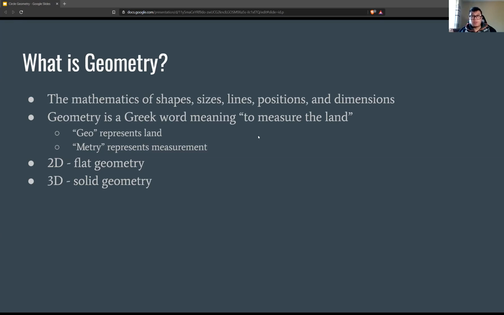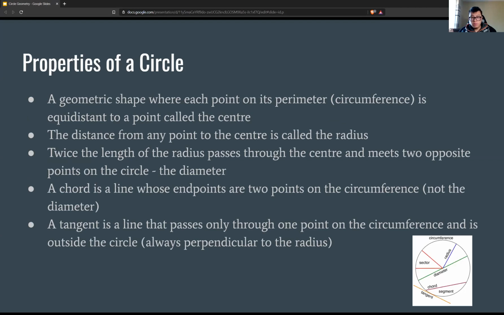So that's basically what geometry is in a gist. But as mentioned before, we're going to focus on circles. There are a few properties of circles you need to know before we move on to the next few concepts. So what is a circle in general? It's a geometric shape where each point on its perimeter, which we call the circumference, is equidistant to a point called the center. Basically, what equidistant means is that each of those points on the circle, and a circle has infinitely many points, right, is the same distance from the center of the circle. So that's what makes a circle.